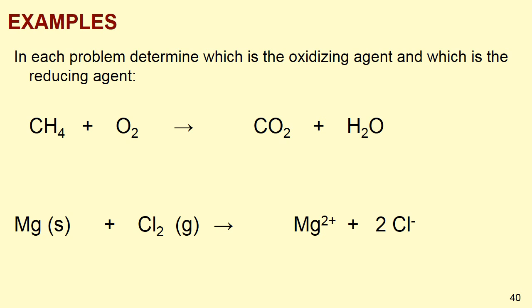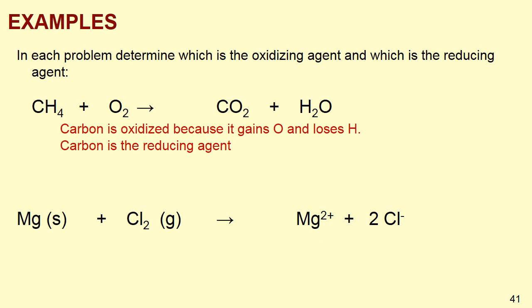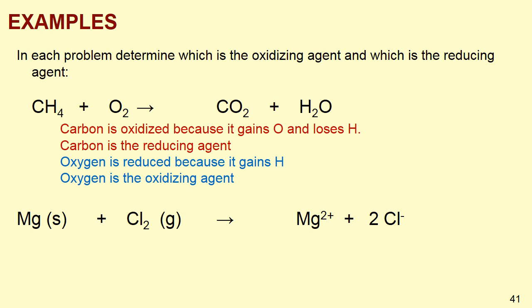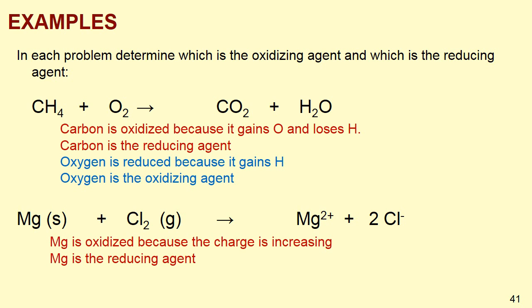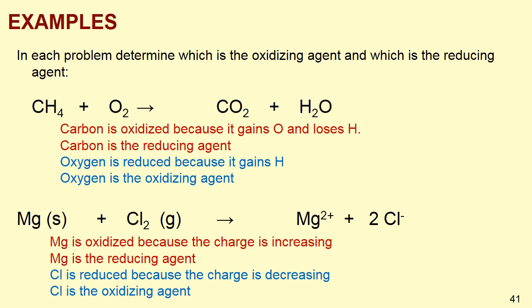All right, so in each problem, let's determine what is the oxidizing agent and what is the reducing agent. We saw before that carbon is losing hydrogen and gaining oxygen. So carbon is being oxidized, which means carbon is the reducing agent. Oxygen, we saw earlier, is being reduced, and so it is the oxidizing agent. And then the second one, which we saw before, we saw that magnesium is becoming more positive, which means it is being oxidized. So magnesium is the reducing agent. And then the chlorine, which is becoming more negative, gaining electrons, is being reduced, and so it is the oxidizing agent. Okay, I hope that makes sense for you.